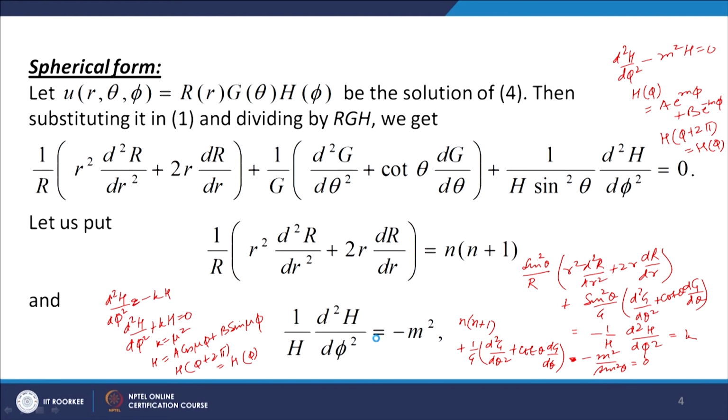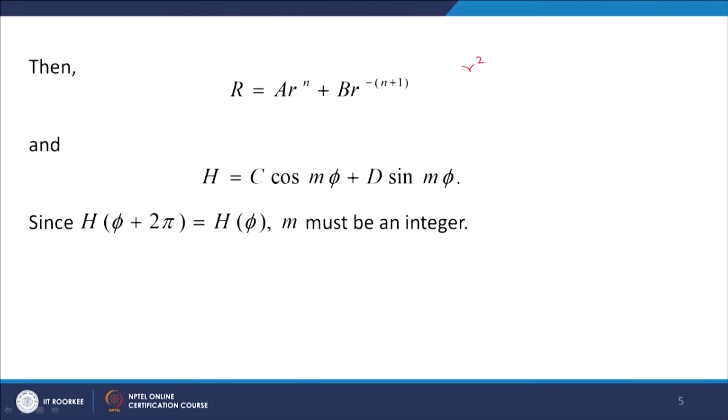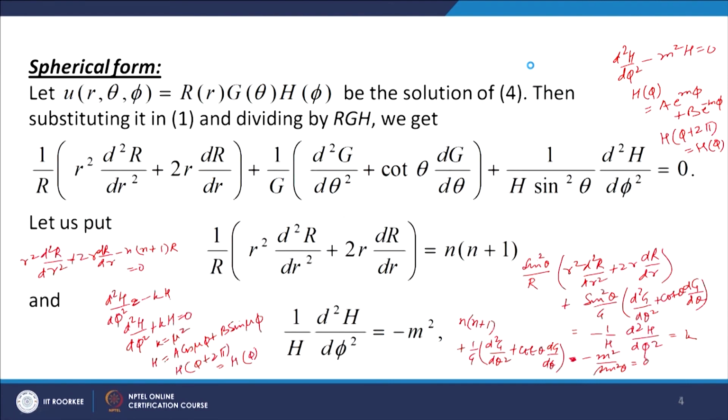So, this can be expressed as r² d²R/dr² plus 2r dR/dr minus n(n + 1) R equal to 0. Okay. So, let us discuss how we solve this in the next slide. So, r² d²R/dr² plus we have 2r dR/dr.